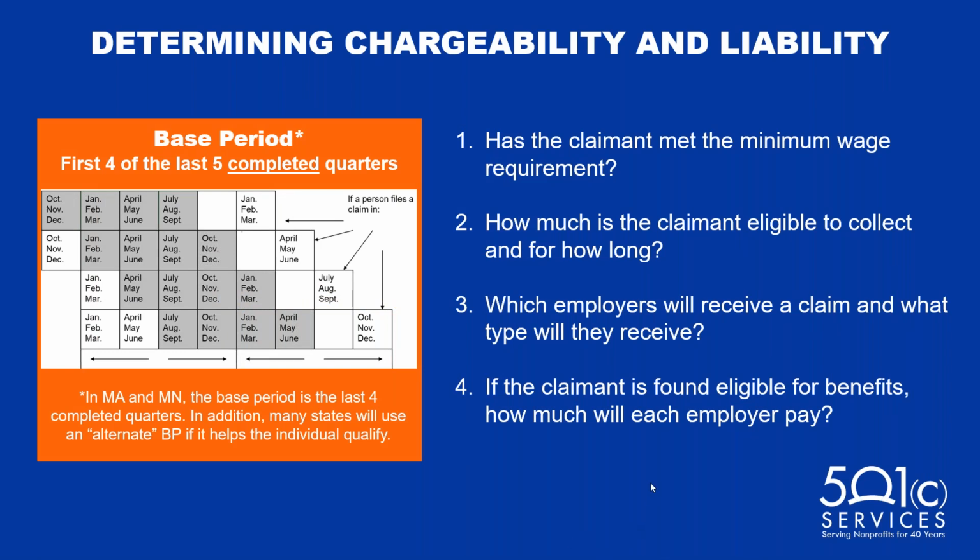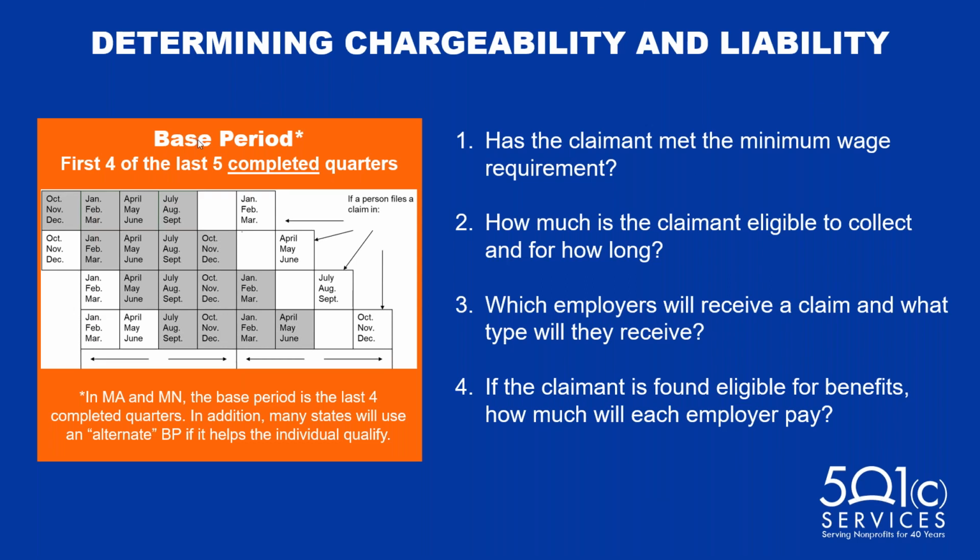The first thing that the state is going to do when someone files a claim is determine the base period, okay? Now, the base period is almost always going to be the first 4 of the last 5 completed quarters. There are a couple exceptions, okay? Massachusetts uses the last 4 completed quarters, but almost every state uses the first 4 of the last 5.